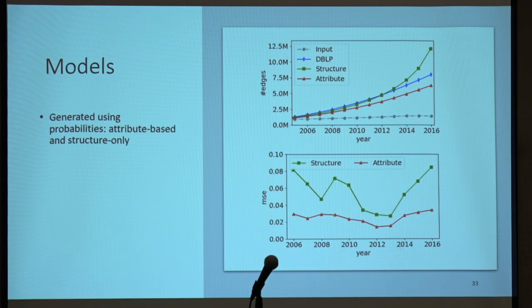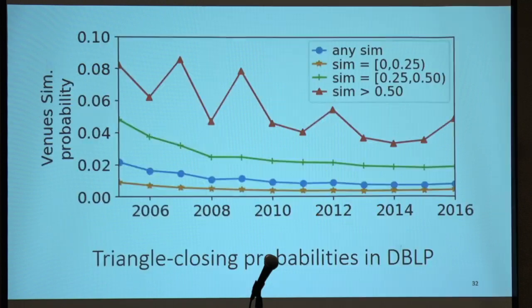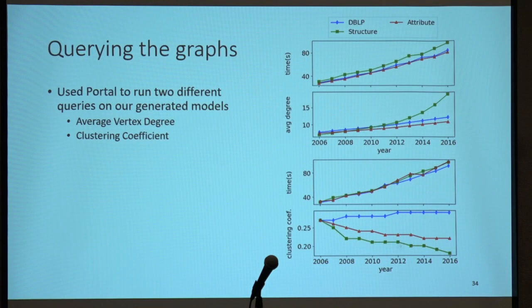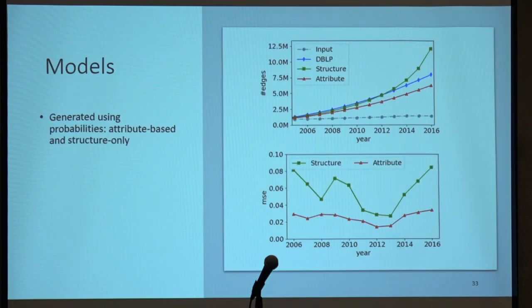To show that, we recalculate the probabilities same as in this slide, and then we compare those using mean square error, bucket by bucket. Our model has a lower error rate and it's more stable. In the structure-only model, where the error is higher, it's also somewhat random.